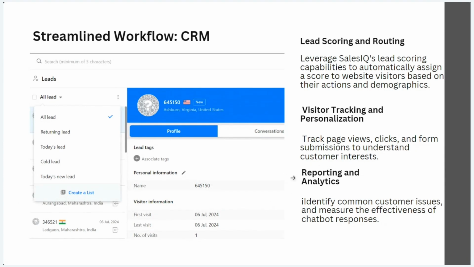Reporting and analytics. This is another one of the important parts of CRM. In CRM, reporting and analysis plays a crucial role, identifying common customer issues and measuring effectiveness of chatbot response. Means if 10 to 50 customers have the similar issue, we can actually see which issue is most common in the customers, and we can effectively change or upgrade those issues.